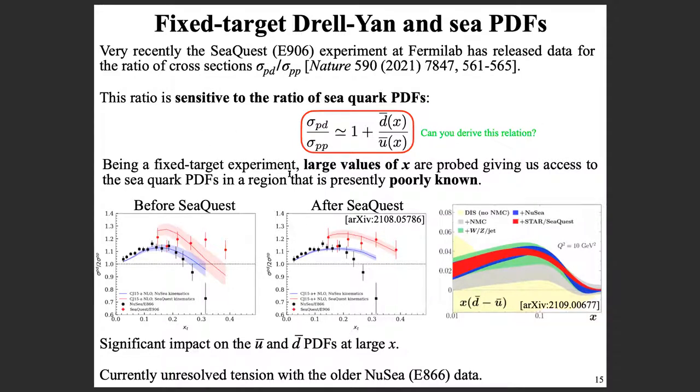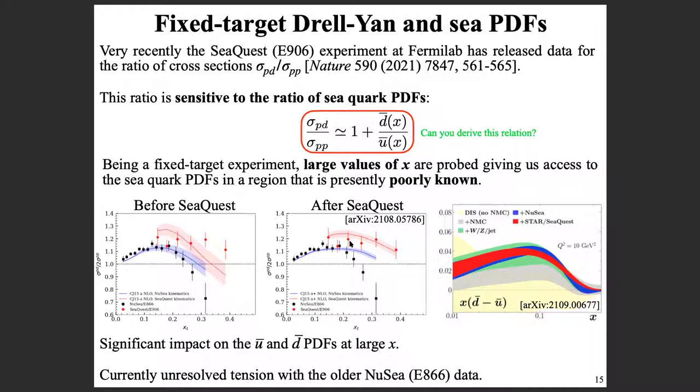As I said before, this is a fixed target experiment, and so this gives access to the large X region. This allows us to constrain PDFs in that region. Here you see in these plots what the inclusion of this data into a PDF fit does to the predictions on the left-hand side: before the inclusion, and this is after. You see that the predictions, of course, tend to be more in line with the SeaQuest data, and also the uncertainties shrink. It's also important to notice in the right-hand plot the effect on the PDFs of this data. Looking at the red band, the uncertainty band of the combination D bar minus U bar becomes much smaller as you include this data, compared to fits in which this data is not there.